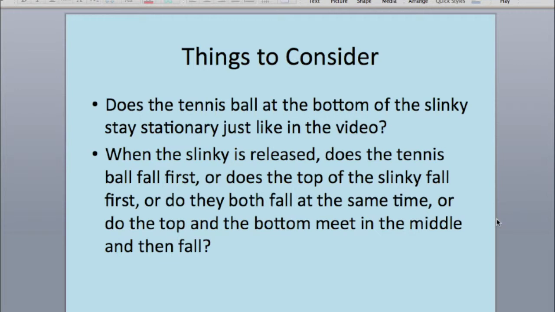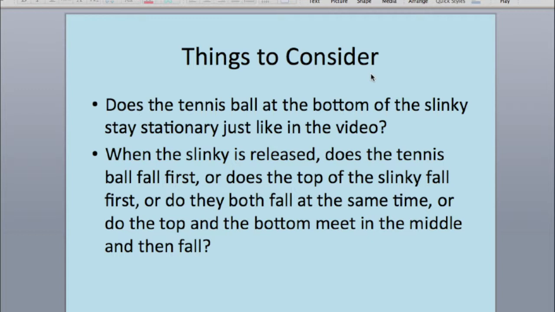So, things I considered during the making of this lab were: does the tennis ball at the bottom of the slinky stay stationary, just like in the video? When the slinky is released, does the tennis ball fall first? Or does the top of the slinky fall first? Or do they both fall at the same time? Or do the top and bottom meet in the middle and then fall?